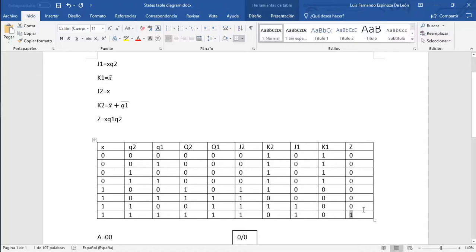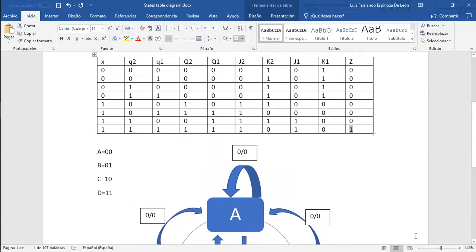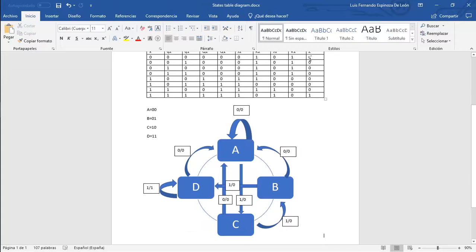So we have made our state diagram, and we can infer from this state diagram. At first, our zeta is going to be zero, because we will have an input of zero, a state Q2 of zero, and Q1 of zero. But at the moment that we put a one at the beginning, we will be in our state A.